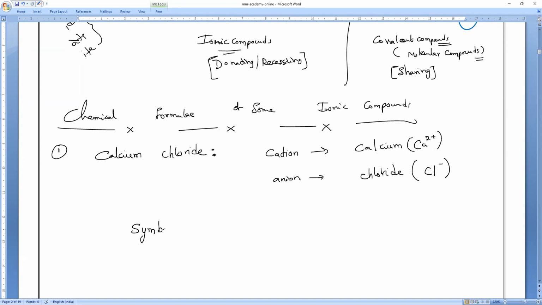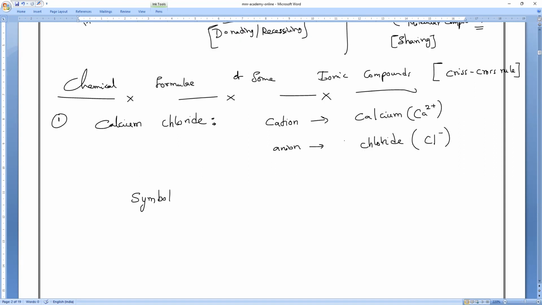So now, first the method. Remember how to write a chemical formula. The name of this method is the crisscross rule. The tabular column you should fully learn. Step number 1, symbols. What is the symbol of calcium? Ca. Chlorine symbol: Cl.